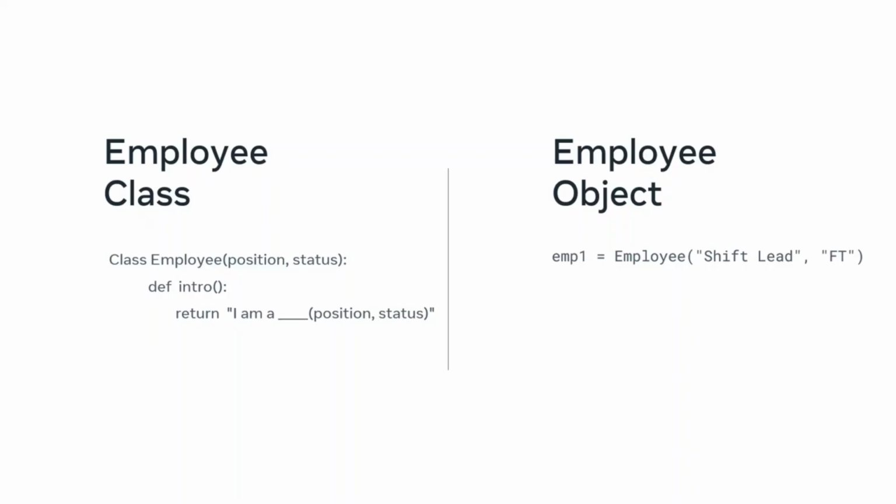Finally, there are methods, which are the functions defined inside a class that determine the behavior of an object instance. Let's say you want the employee object to output a string that states their position. You would first declare their function intro in the employee class, and then call it on an object to get the output. Now that you know about classes, objects, and methods, let's explore the concepts that OOP hinges upon.